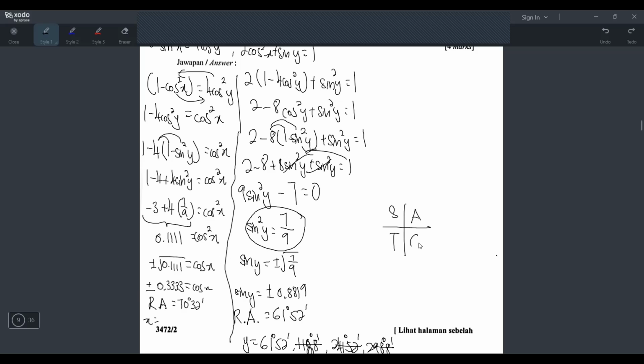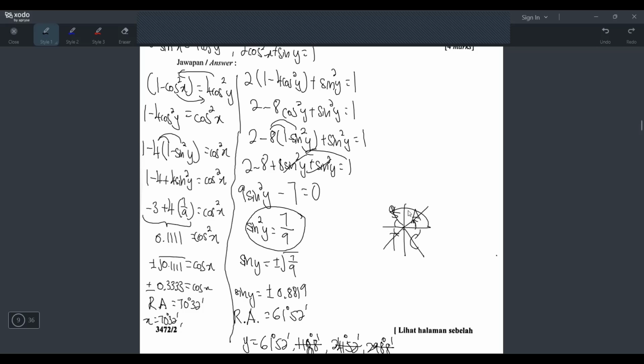So now you have to consider the quadrant. Which quadrant? Cos can be positive and negative. Cos positive is quadrant 1 and quadrant 4, but cos is negative also, so quadrant 2 and quadrant 3 also. It means you take all 4 quadrants. The first quadrant answer is the reference angle, 70 degree, 32 minute. The next quadrant answer is 180 minus the reference angle.